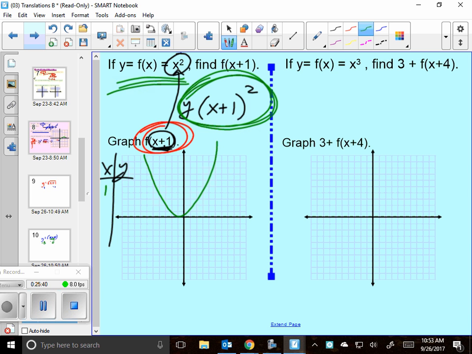And what do you get when you put in a 1? 1 plus 1 is 2. 2 squared is 4. 1 comma 4. Raise your hand if you had 1 comma 4 on your list. Okay, good. Do you need 5 points like that?